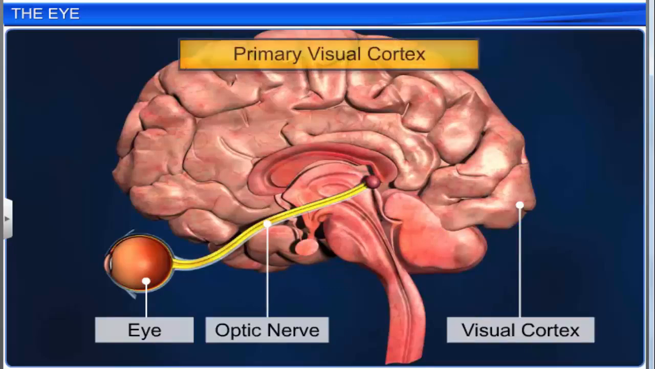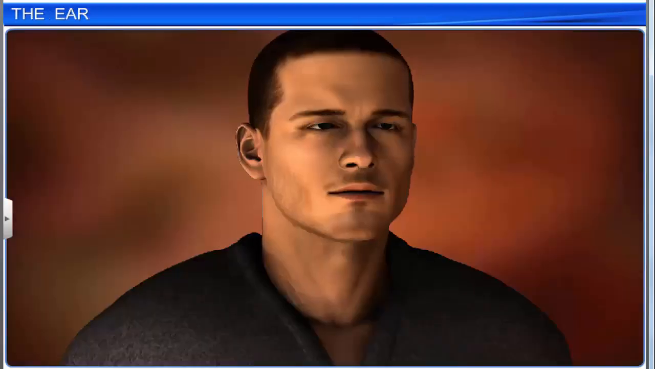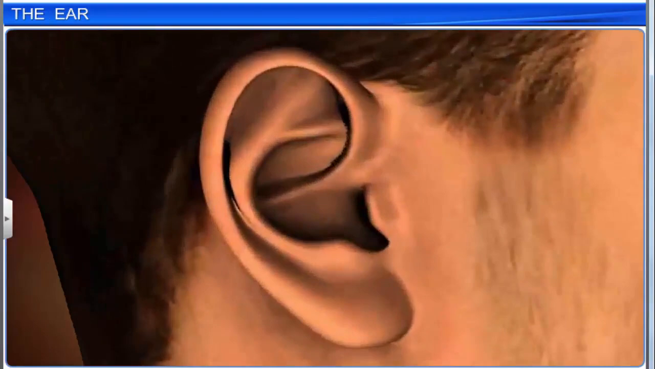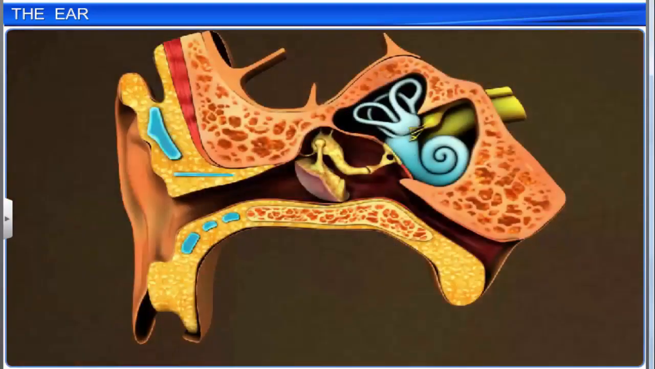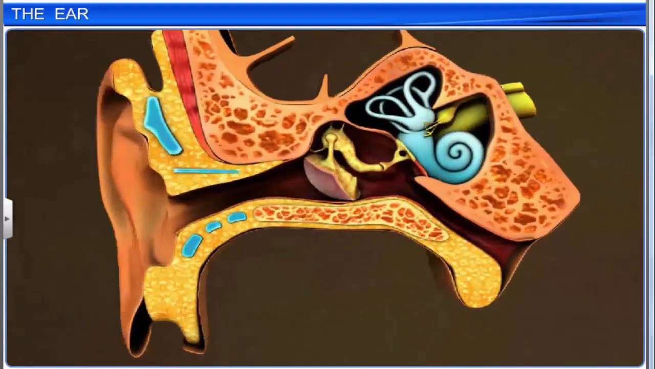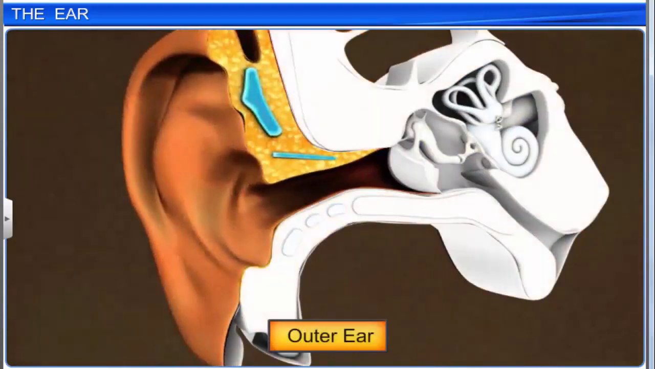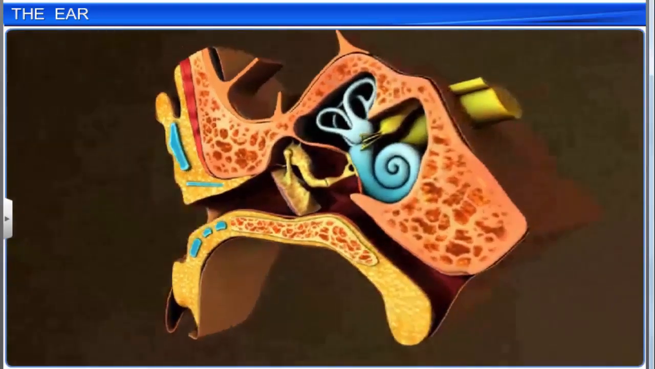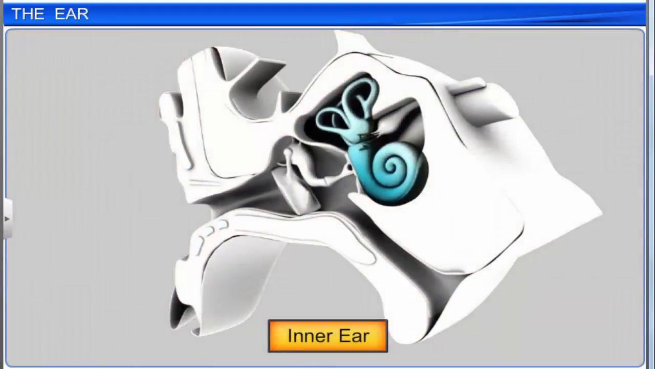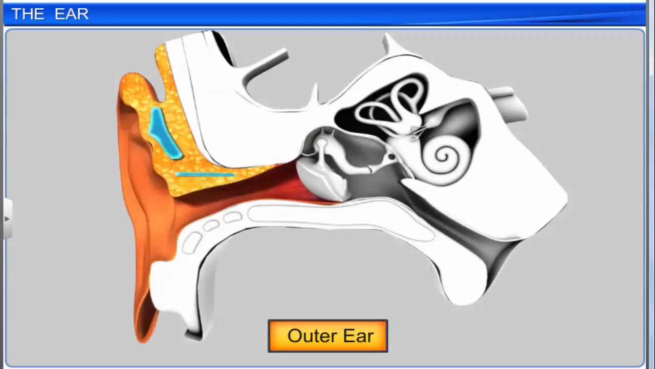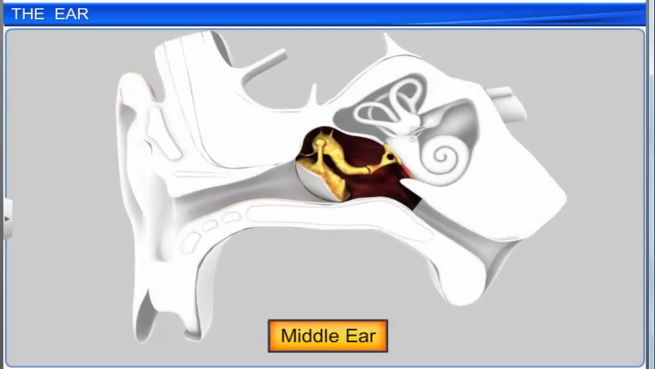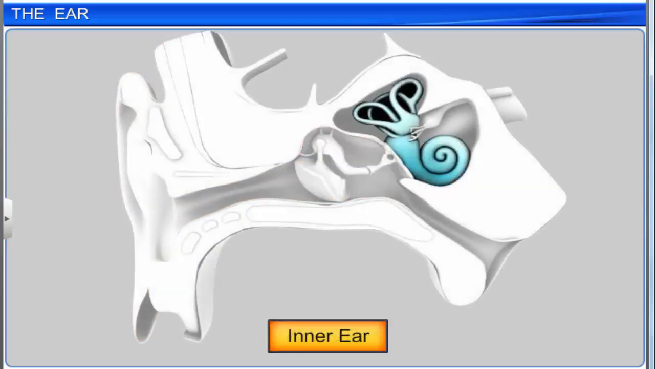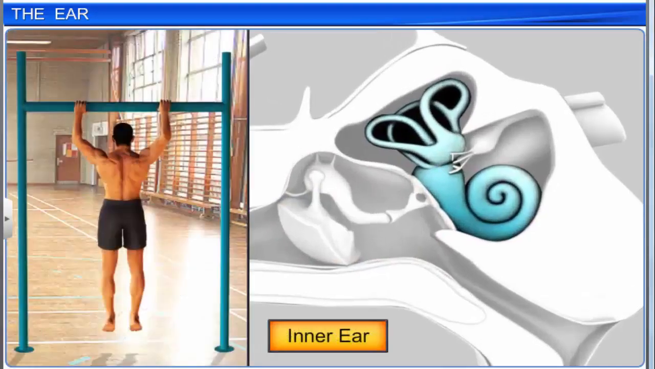These nerve impulses are analyzed in the visual area and help to recognize the image formed. The ear is an important organ that not only assists in hearing but also helps the body maintain balance. It can be divided into three sections: the outer ear, the middle ear, and the inner ear. The outer and middle ear structures assist only in hearing, while the inner ear also helps to maintain the body's equilibrium.